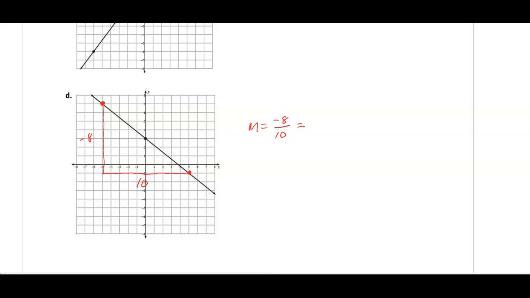Now we should get in the habit of reducing these. 8 and 10 are both divisible by 2. So when I divide 8 by 2, I get negative 4. When I divide 10 by 2, I get 5. So the slope of that line would be negative 4/5. Now, if I went and used these 2 points, notice, down 1, 2, 3, 4, right 1, 2, 3, 4, 5. So if you pick points that are closer together, there's probably going to be less reducing.